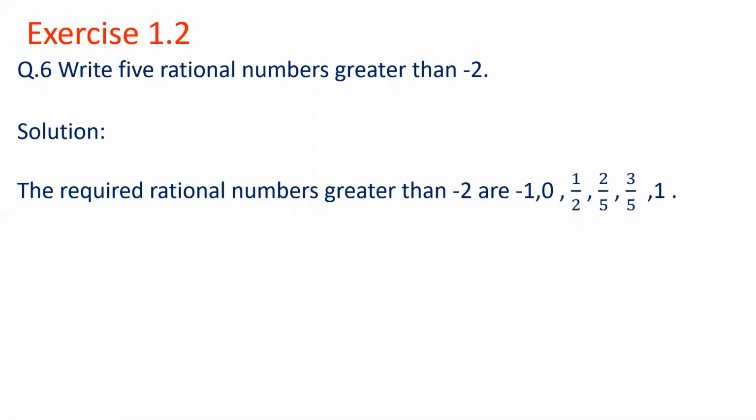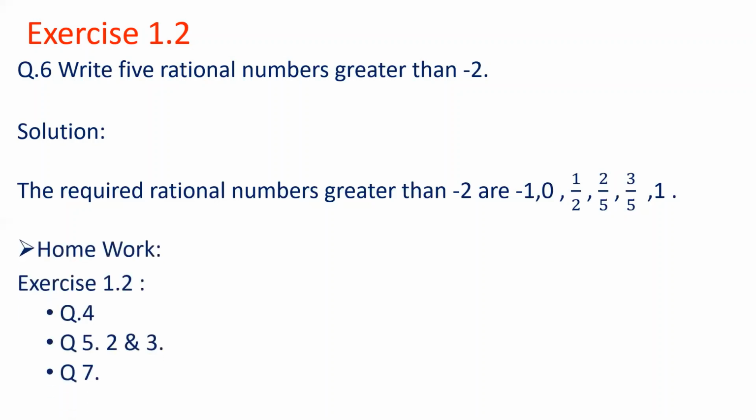So, students, here we are ending our session, which was on how to find rational numbers between given rational numbers. And here we are ending our first chapter also, rational numbers. I hope all the concepts of this chapter are clear, and your homework for this chapter is from exercise 1.2, question number 4, question number 5, in that the second and third question, and question number 7.